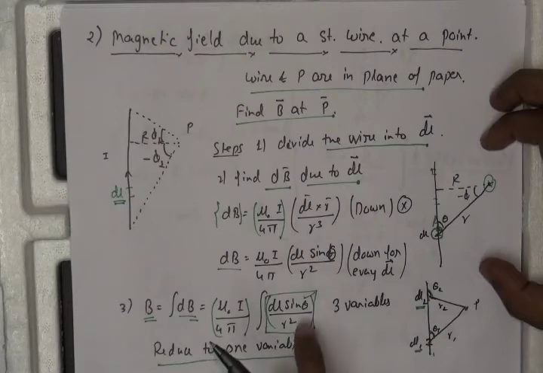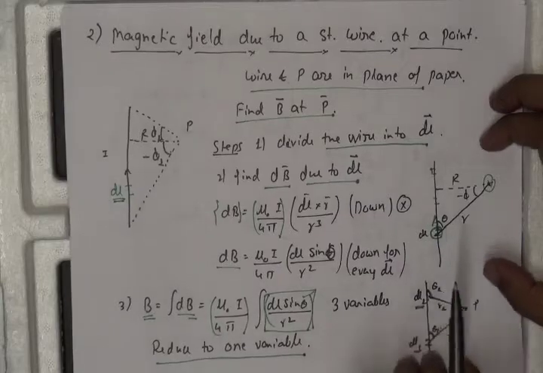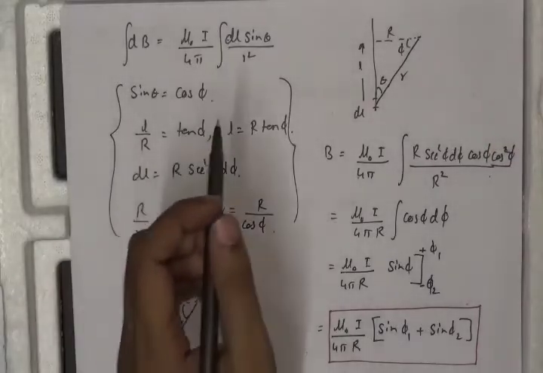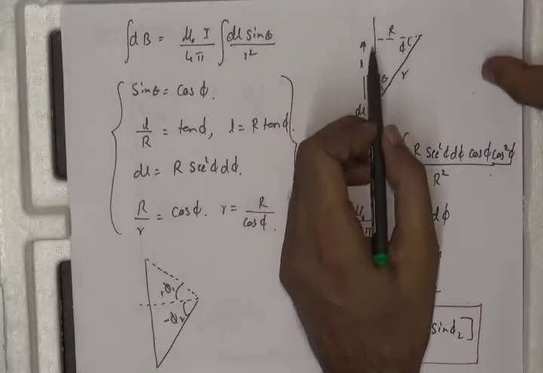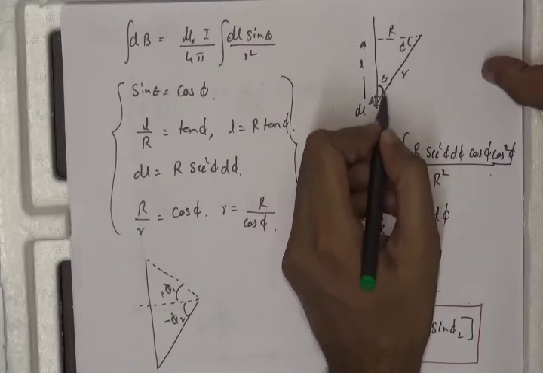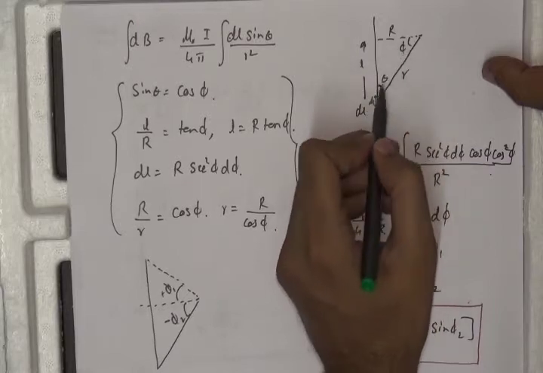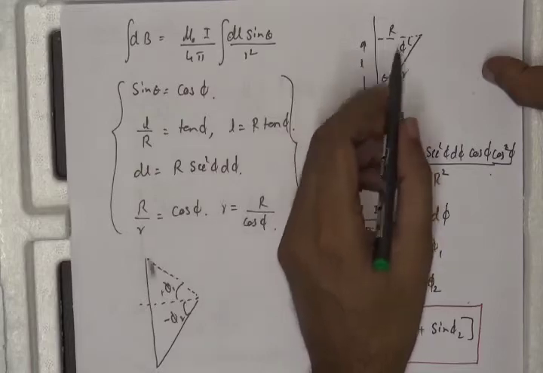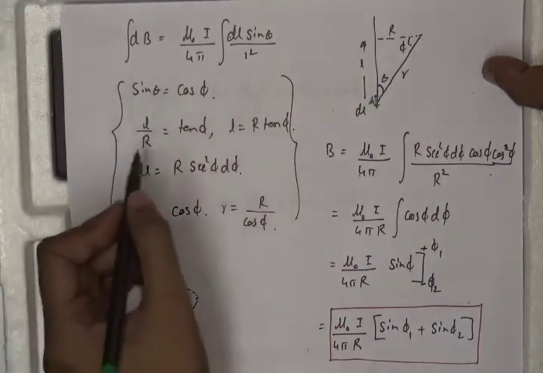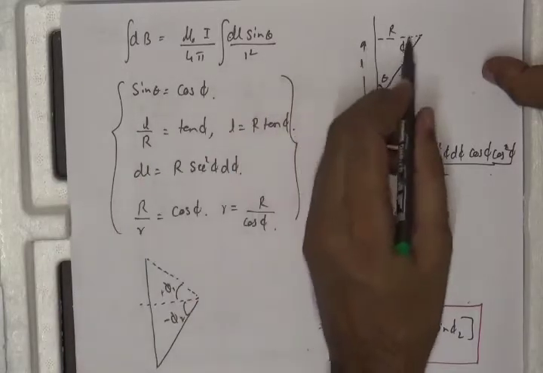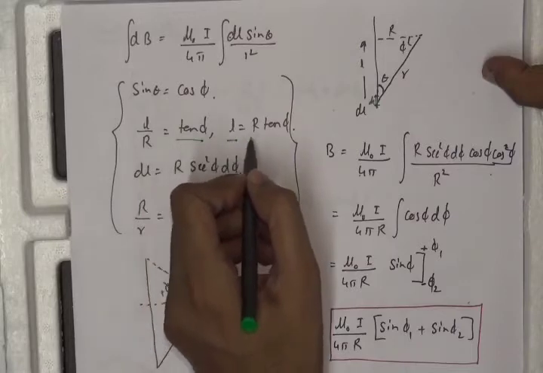How are we going to convert them into one variable? By establishing the relationship between different variables. So what is the relationship? We can check the relationship from this diagram. If this angle is theta, this side is dl, then this angle is phi. We must have sine theta equal to cos phi, because theta plus phi is equal to 90 degrees. Further, in this triangle, this side L upon r is equal to tan phi. Therefore, L will become equal to r into tan phi.